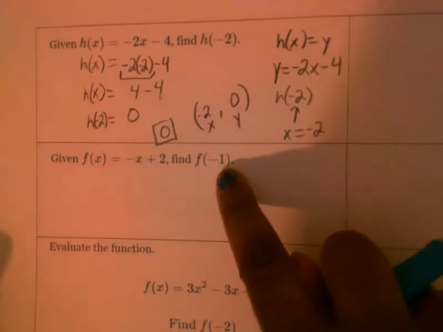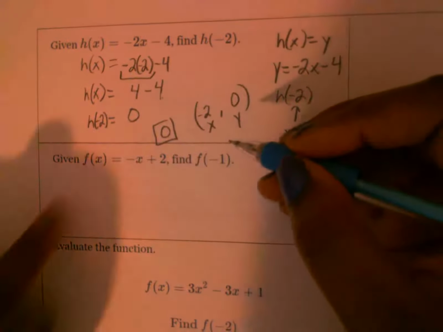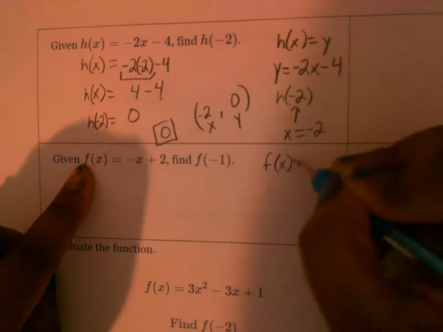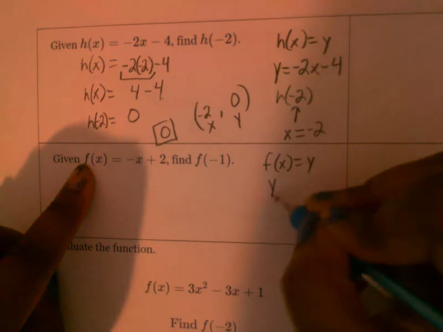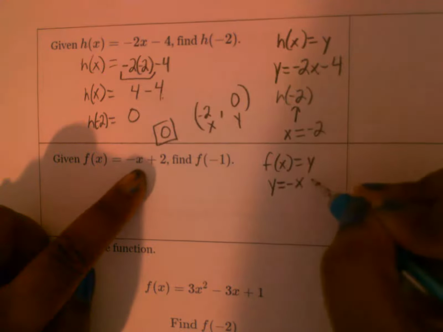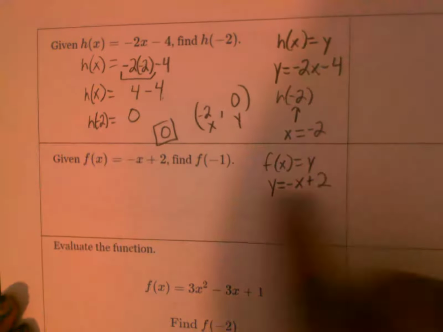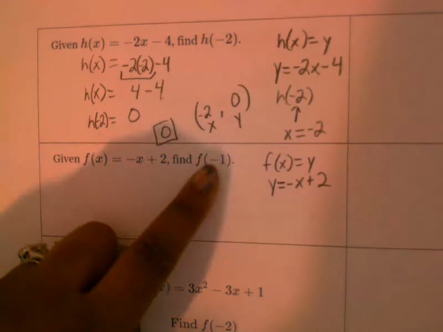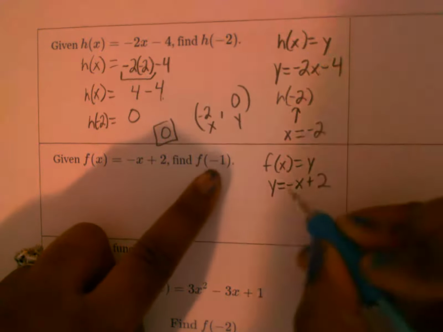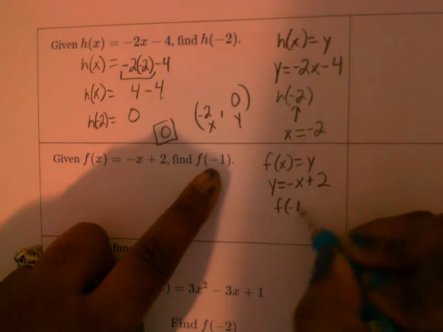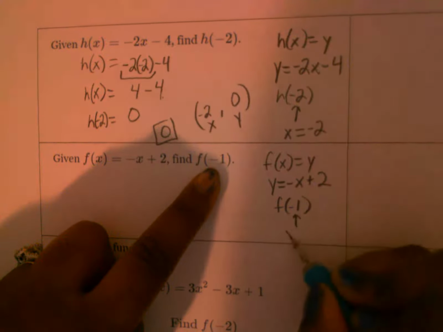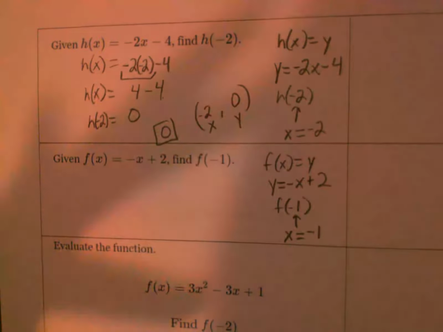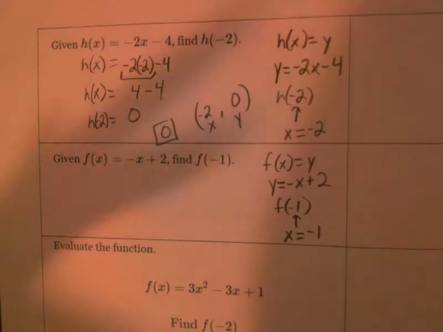You're going to do the same thing for this problem. Again, this is written in function notation. F of x is the same as saying y. So you can write this as y is equal to -x plus 2. That's another way to write this, because f of x is the same as saying y. Here, because you have -1 in the parentheses, f of -1, you can infer that x is equal to -1. So this is saying, what is y when x is equal to -1?